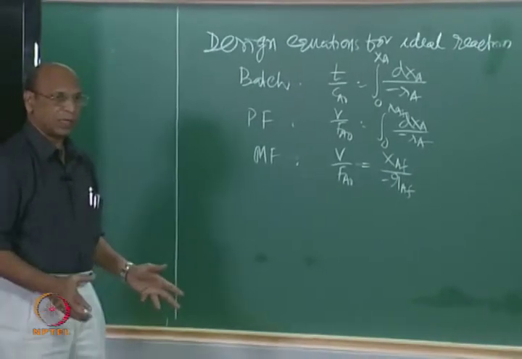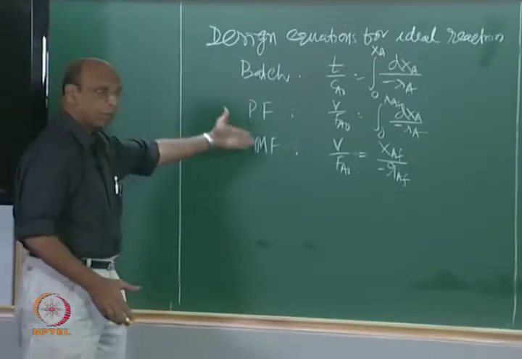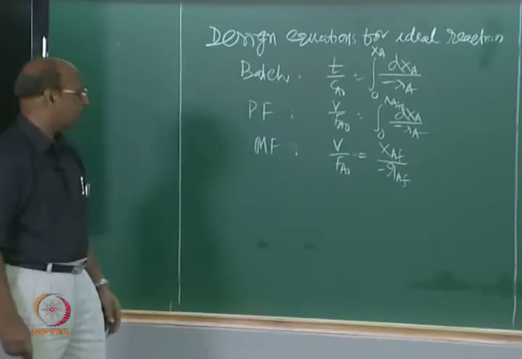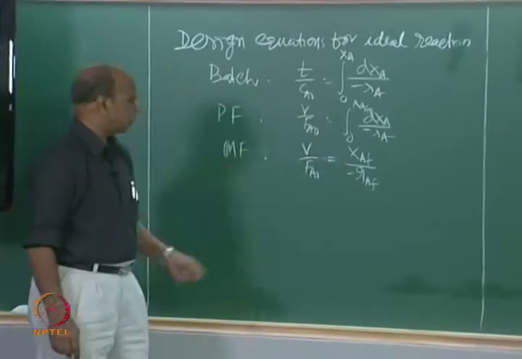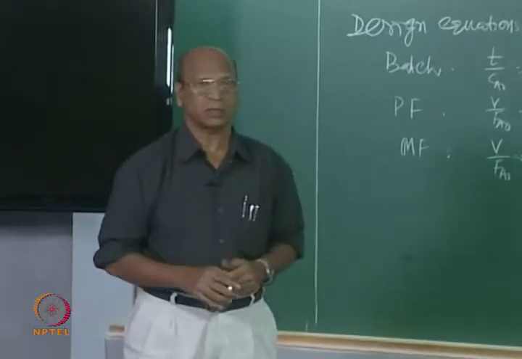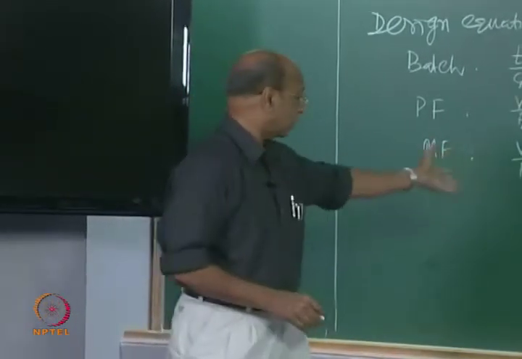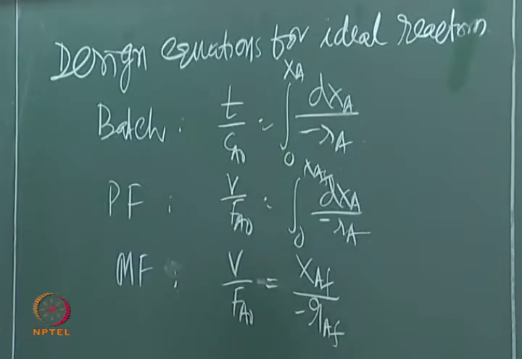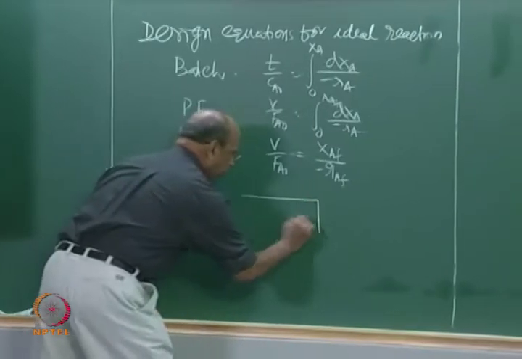We spent a lot of time in understanding what is batch ideal, plug flow ideal, mixed flow ideal and all that. Finally, you have very simple equations. The simple equations have come because we have very beautiful assumptions. What is perfect mixing? What is ideal plug flow? What is ideal batch? Because of those assumptions only, you could get very simple equations. Right? Good.